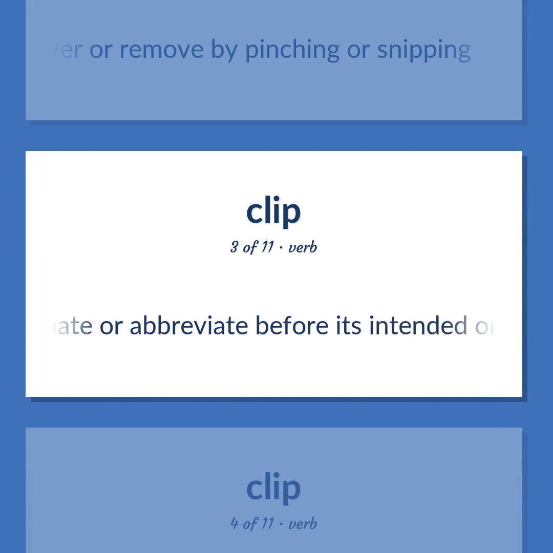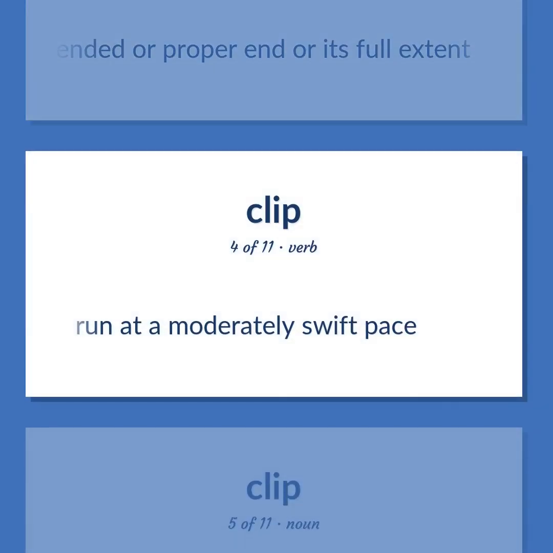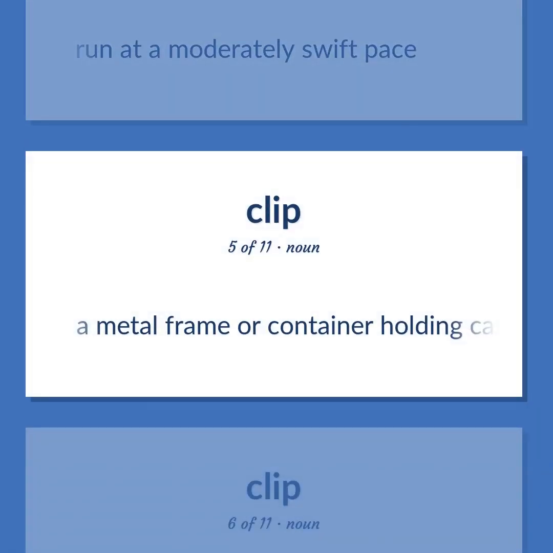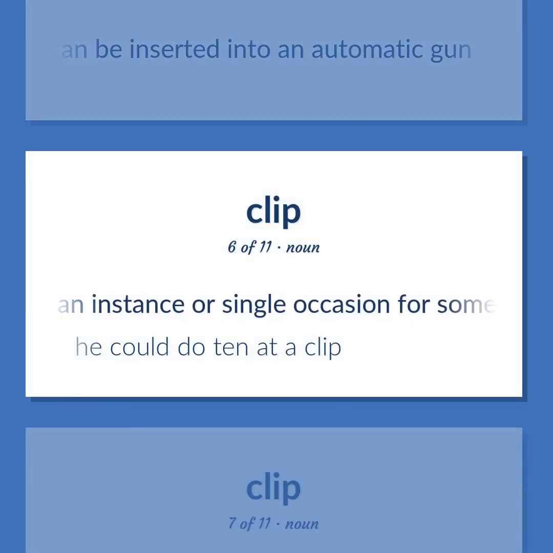Terminate or abbreviate before its intended or proper end or its full extent. Run at a moderately swift pace. A metal frame or container holding cartridges can be inserted into an automatic gun. An instance or single occasion for some event. He could do 10 at a clip.